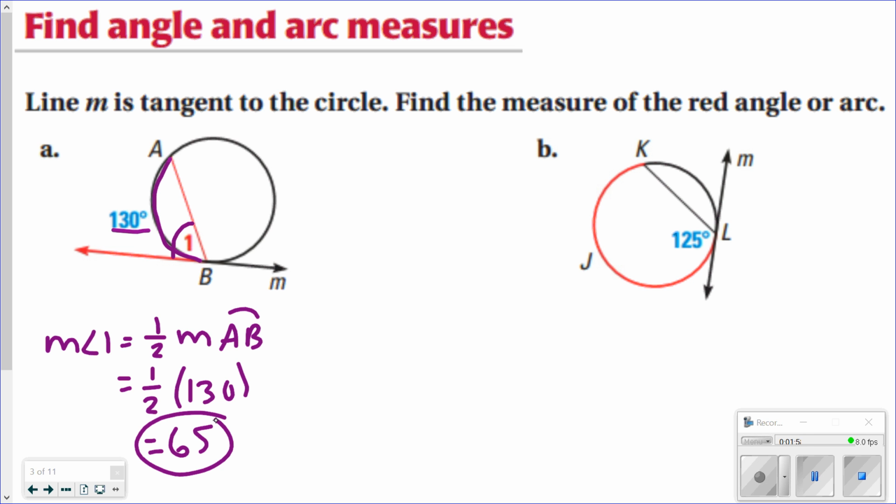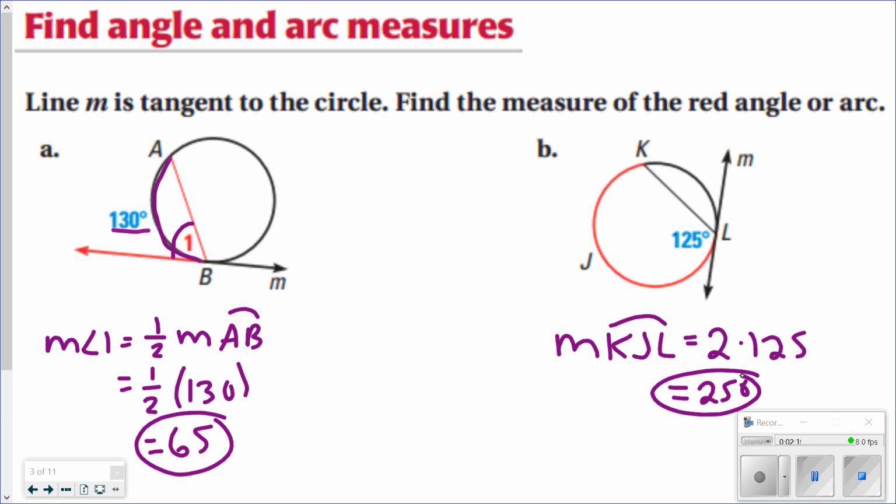We want to figure out what is the measure of our arc this time. So we want to know what is the measure of arc KJL. Well, we know that it's just going to be double our angle measure, so I want to multiply 125 times 2. And when I plug that into my calculator, you get 250.